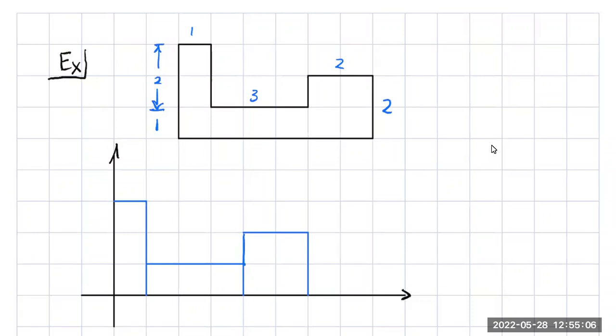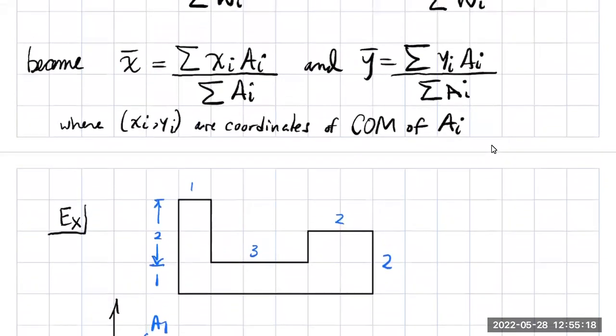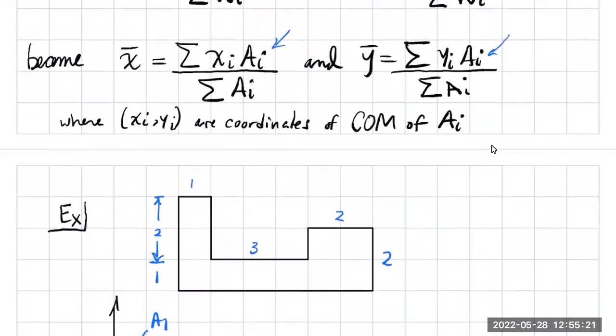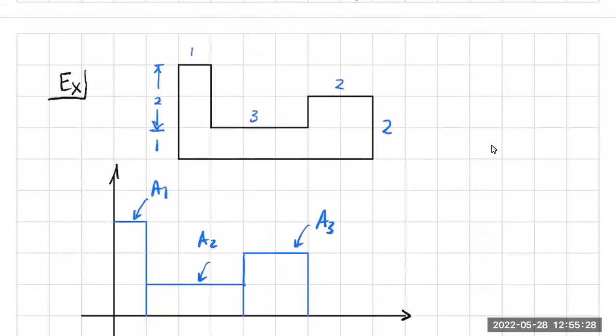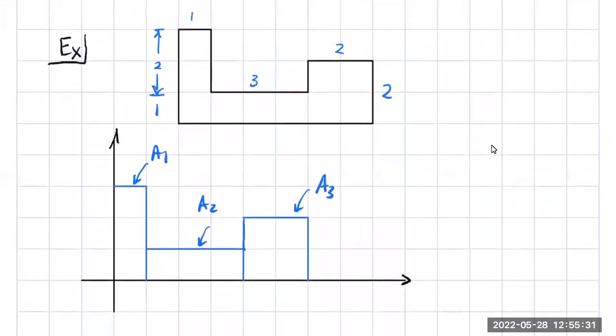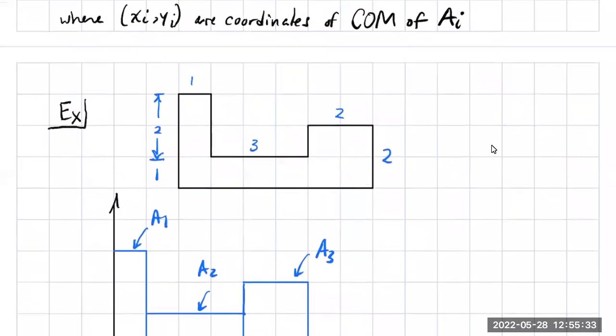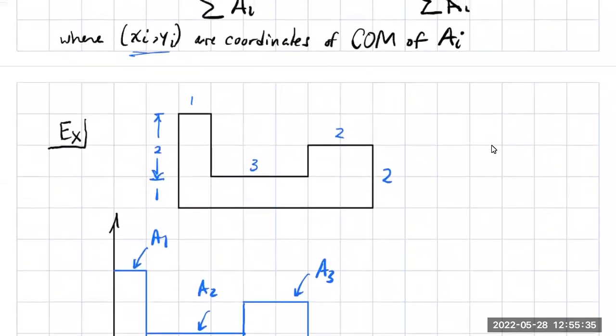What I'll do, gang, is I'm going to call the first rectangle capital A sub 1. This one I'll call capital A sub 2, and the last one capital A sub 3. And notice the subscript i in the formula here and here. Capital A represents the area of these composite pieces. Now, remember we said the x sub i, y sub i, those are the coordinates of the center of mass of each one of the areas.